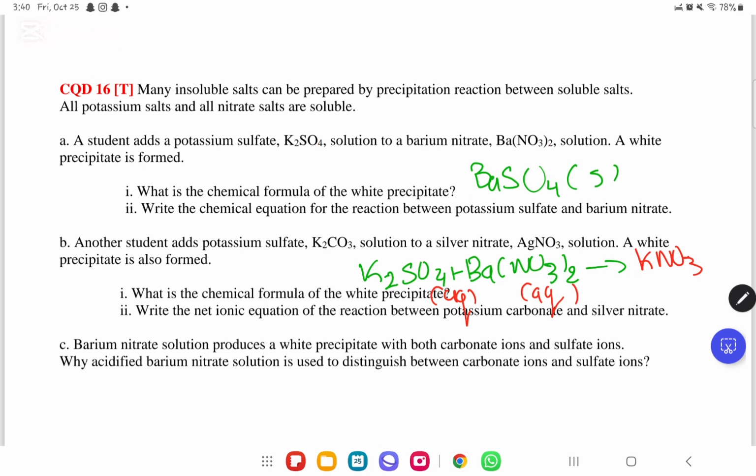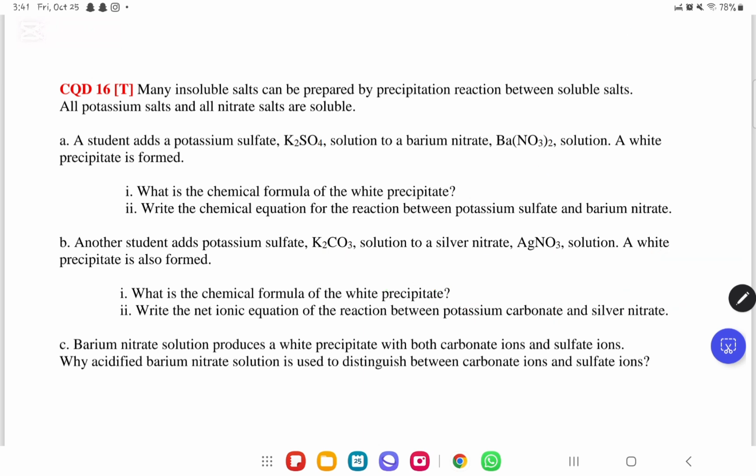We switched the ions. And this is aqueous since it's soluble, plus BaSO4, which is a white solid precipitate. So this is the chemical equation for the reaction. Now, part B. We have K2CO3 and AgNO3.